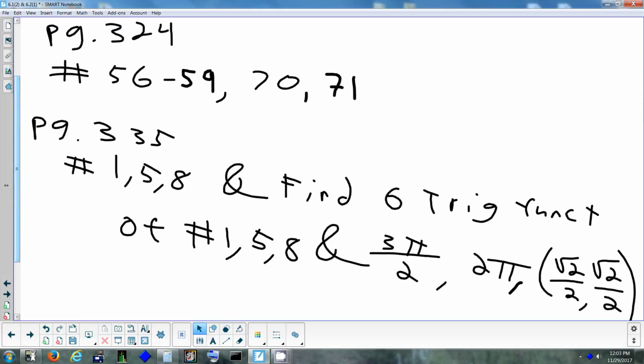Okay? And try to find the 6 trig functions for 3 pi over 2, 2 pi, and that coordinate right there. So you're going to have to figure out the coordinate for 3 pi over 2. And I'll give you a hint. It's a nice one with a 0 in it. And you're going to have to figure out the coordinate for 2 pi. It's another nice one with a 0. The last one, I just gave you the coordinate. Okay, so we'll take a look at that tomorrow.